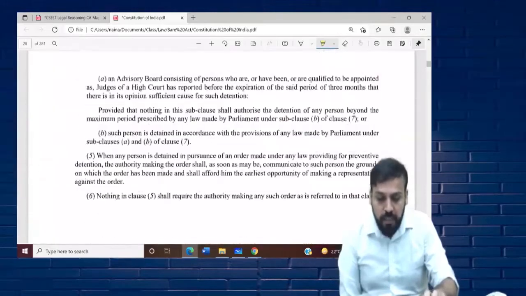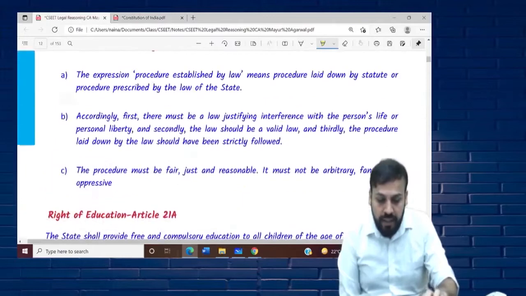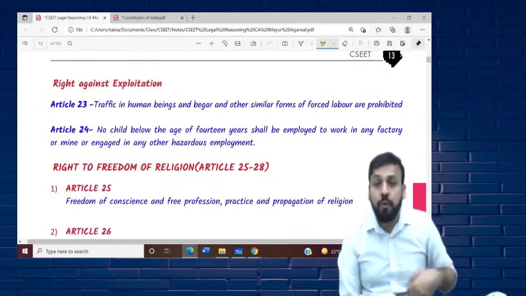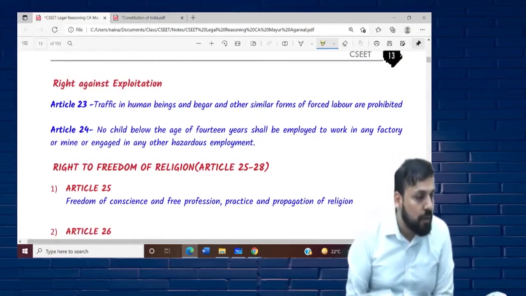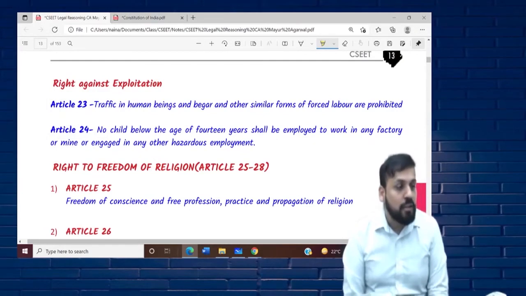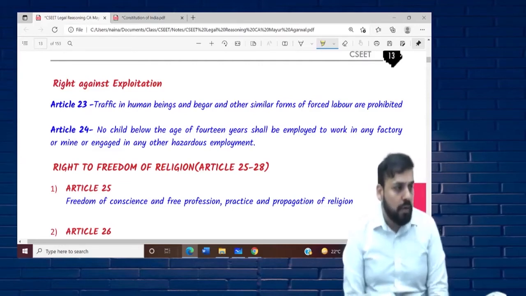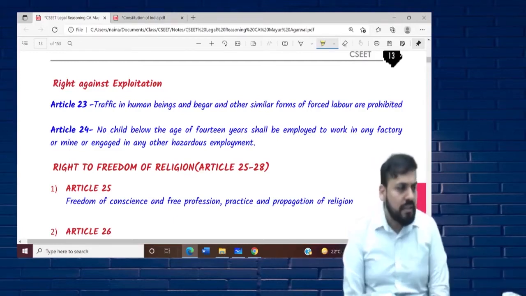Okay. Then right against exploitation, there are two things. Okay, understand here. If someone is selling human beings, trafficking human beings and beggars and making them beg and collect money, and you are exploiting them, forced labor, they are forced to work 24 hours, you are exploiting them, allowed or not allowed? Tell me friends, what do you think? Allowed or not allowed? Answer is not allowed.